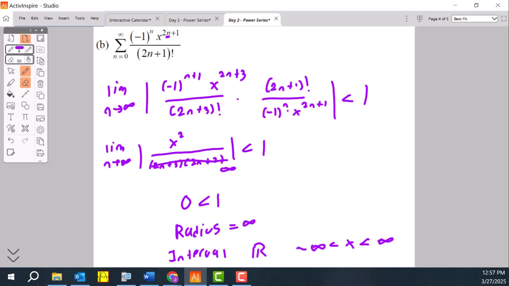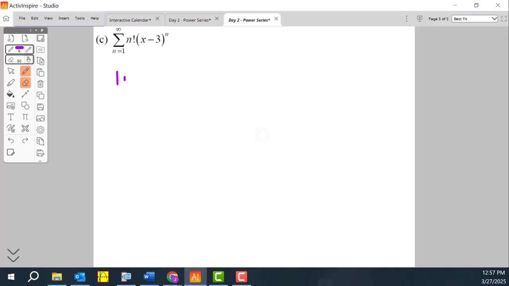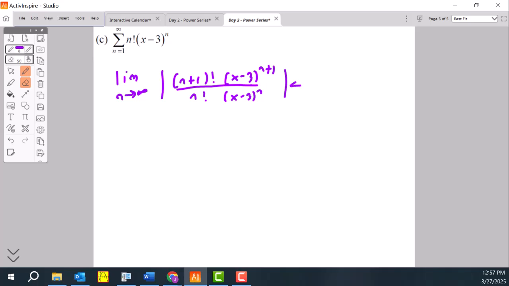Okay. Last one we're going to look at, once again, set up our ratio test. Now this time it's not a fraction, so we'll just go ahead and write it as n plus 1 factorial times x minus 3 to the n plus 1 over, and then just n factorial times x minus 3 to the n. As we simplify, we end up with just n plus 1 times x minus 3.